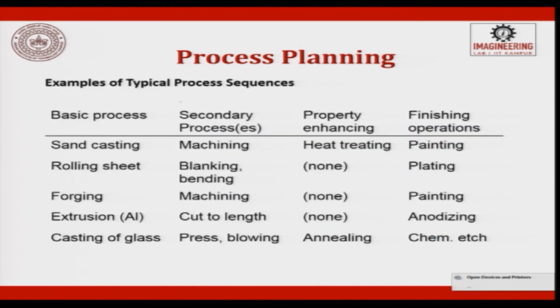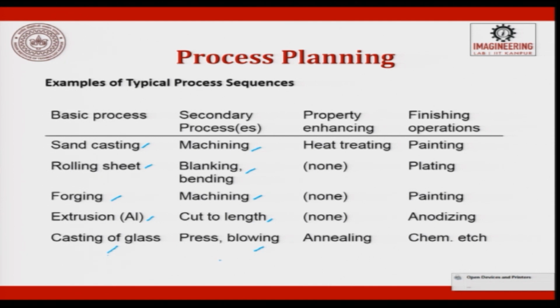So, when we talk about the typical processes, just an overview, the basic process can be casting, rolling, forging, extrusion and casting of glass. The secondary processes can be machining. When we talk about rolling, it is blanking, that is shearing or bending. Forging, it can be machining. Cut off length and press and blow is only exclusive for glass.